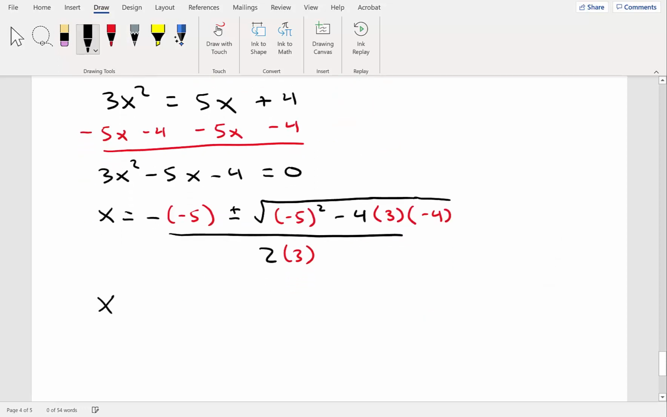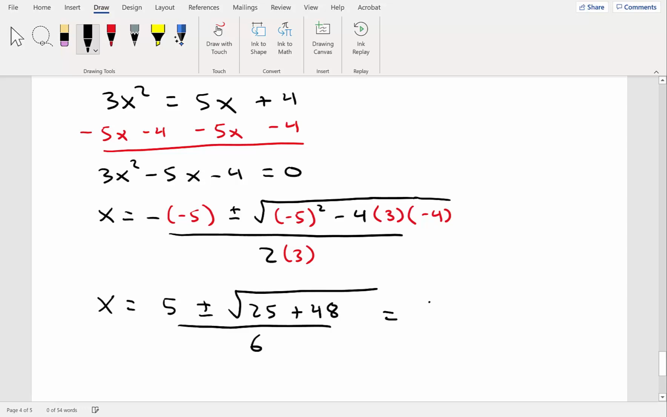So let's begin to simplify. We have x is equal to, now negative 5 gives me positive 5. I have plus or minus the square root of negative 5 to the second power, which gives me 25. Now I have negative 4 times 3, which is negative 12. Negative 12 times negative 4 gives me positive 48. I have all over 6. So I have 5 plus or minus the square root of, now 25 plus 48 gives me 73, all over 6.